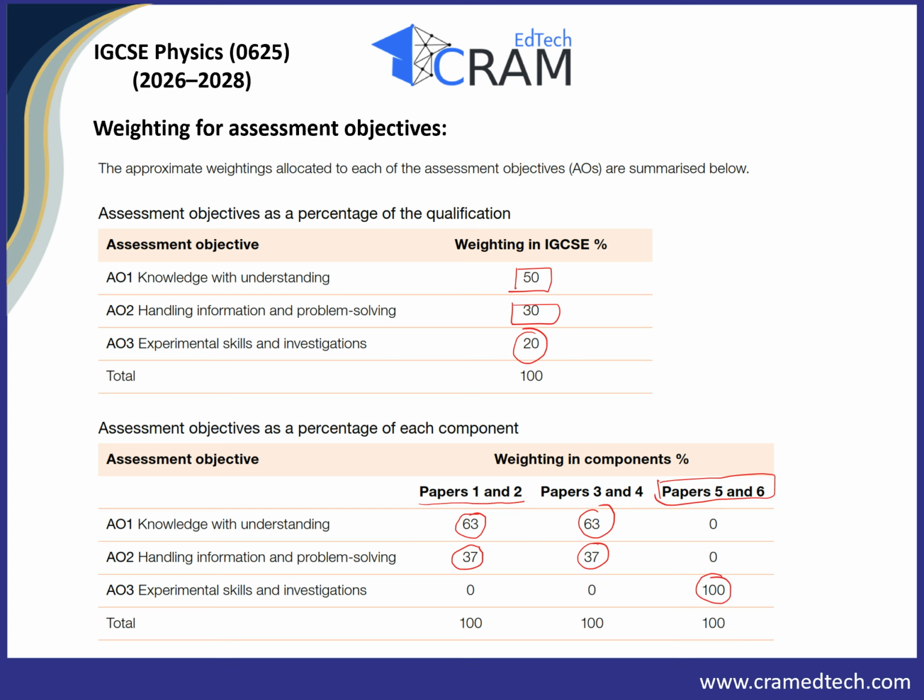100%. That means all these 3 assessment objectives are equally important, because either you'll be assessed in paper 1 and paper 2, which is a multiple choice assessment, or handling information and problem solving, which will be assessed in paper 1, paper 2, and paper 3 and paper 4 as well, and experimental skills and investigation, that is the 100%, which will come in paper 6.